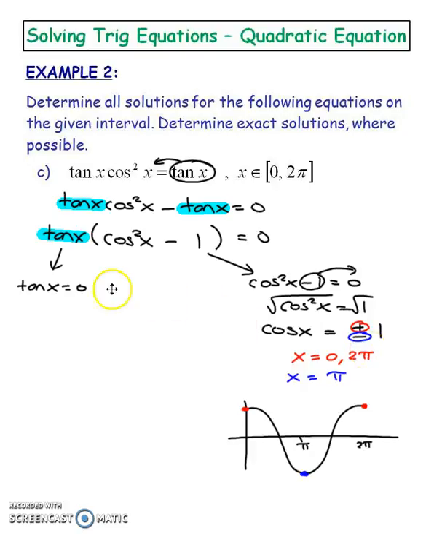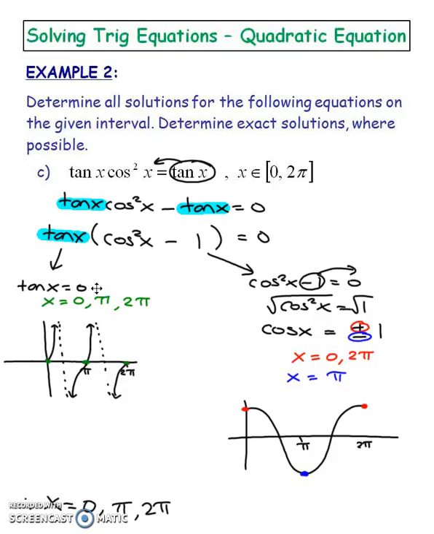All right, let's look at this one. Now we have to remember what tan x looks like. There it is right there. It's a really weird one with asymptotes. And where does it equal 0? Well, it looks like it equals 0 at these 3 placements. So we have 1, 2, 3 answers for this one.